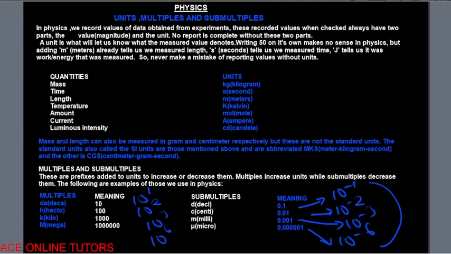But note something, these are not the only multiples and submultiples that we have. We also have other ones, but these are the most common ones.